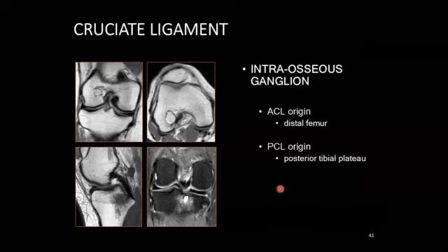So, intraosseous ganglion related to the cruciate ligaments can be either of ACL origin or PCL origin. If they are from ACL origin, you see it at the distal femur, at the site of attachment of the ACL to the distal femur. Whilst if you see it in the posterior tibial plateau, they are from PCL origin. As you can see here in the femur, at the site of the attachment of the ACL, there is this intraosseous ganglion, and you can see at the posterior part of the tibial plateau, this is an intraosseous ganglion related to the PCL.